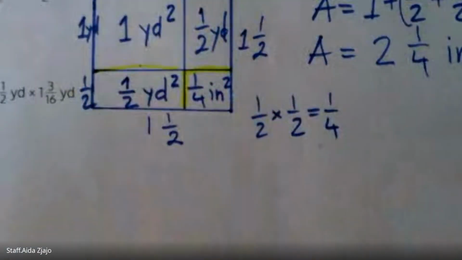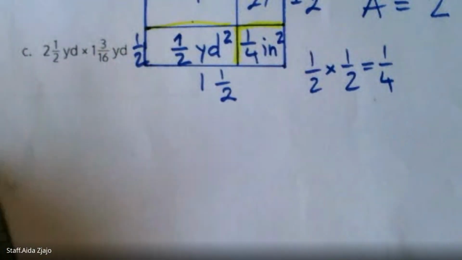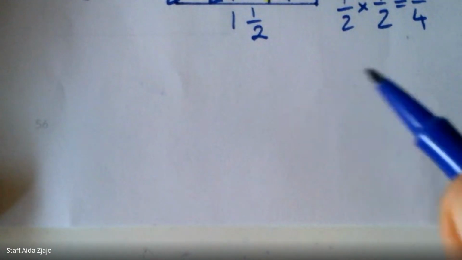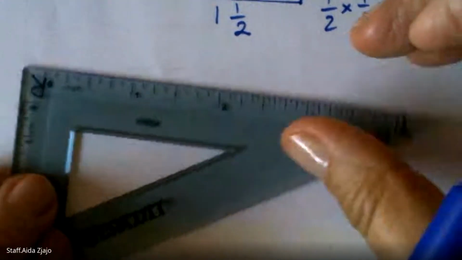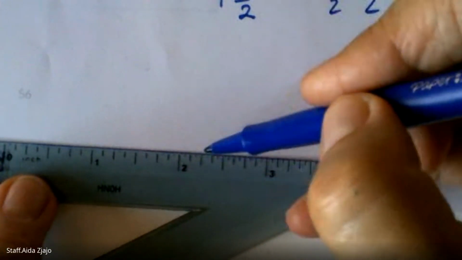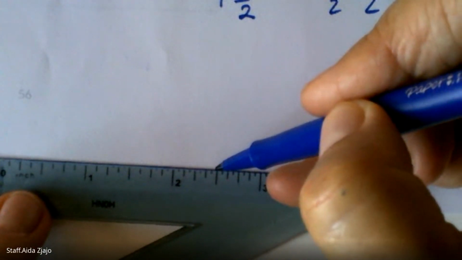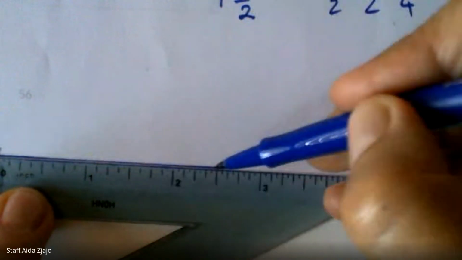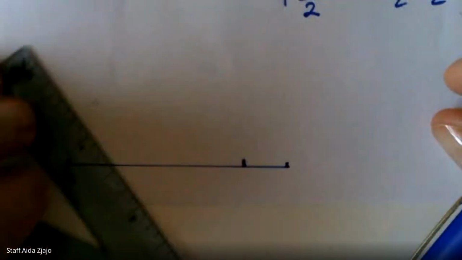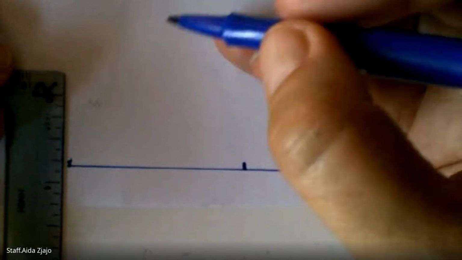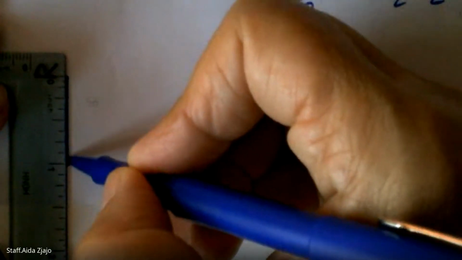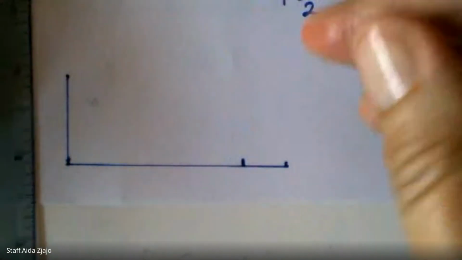Let me do C, I can use an area model, it's okay. So 2.5, okay. That's 2 1/2, and then over there is 1 3/16. So 1 whole, and then 3/16.